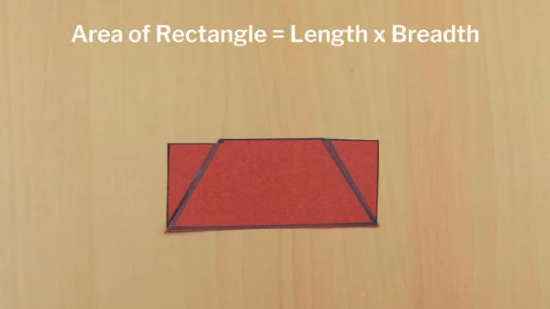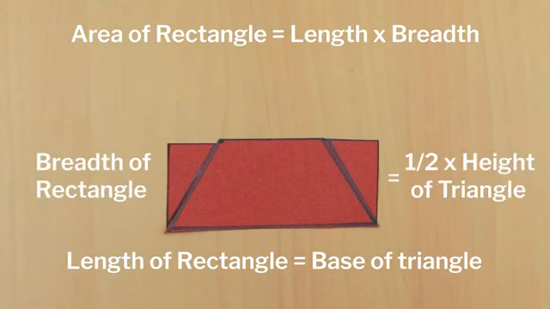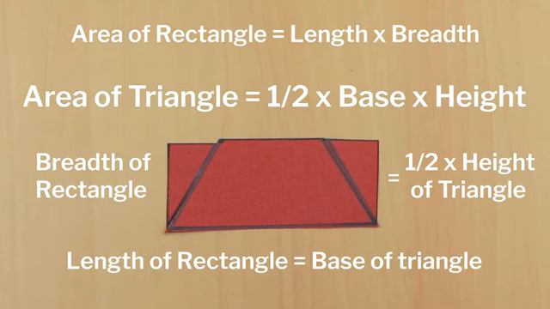The area of the rectangle is length times breadth. The length of the rectangle is the base of the triangle and the breadth is half the height of the triangle. So, the area of the triangle is half times base times height.